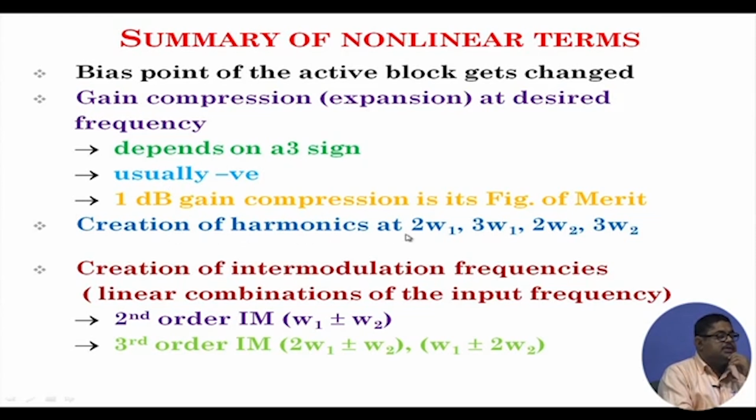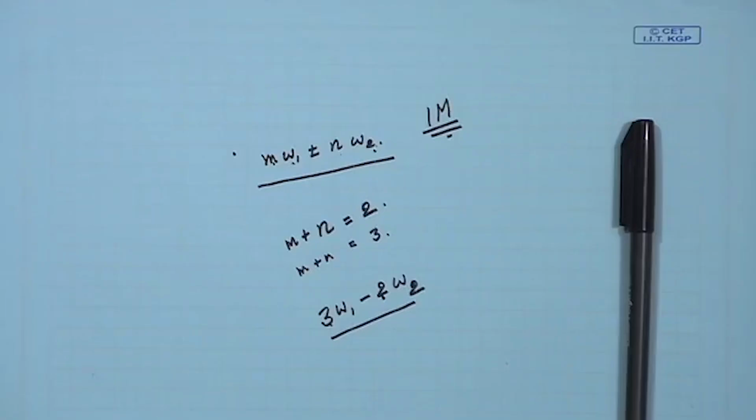Creation of harmonics, we have seen that due to nonlinearity all the harmonics get created. Creation of intermodulation frequencies, linear combinations of the input frequency. We have seen second order IM, we have seen third order IM, and we have seen the danger of third order IM. So, in the next lectures we should quantify this third order IM, and then we will try to find out how to characterize our system, so that this type of third order intermodulation products do not come. Thank you.